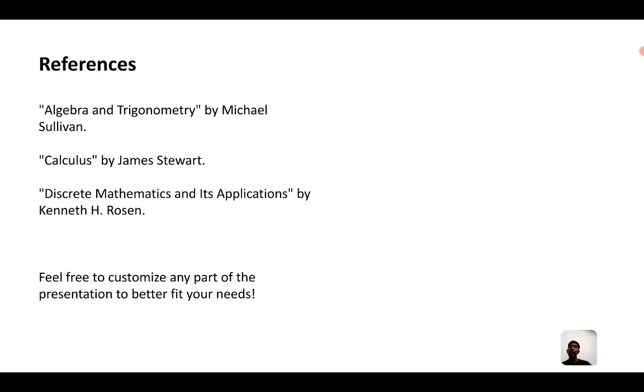Reference: Algebra and Trigonometry by Michael Sullivan, Calculus by James Stewart, Discrete Mathematics and its Applications by Kenneth H.